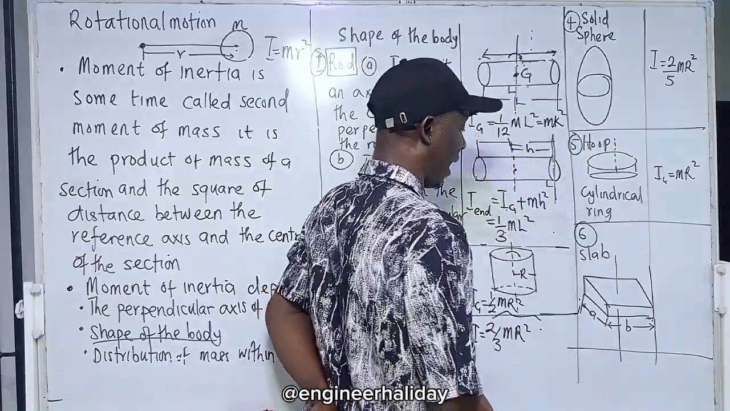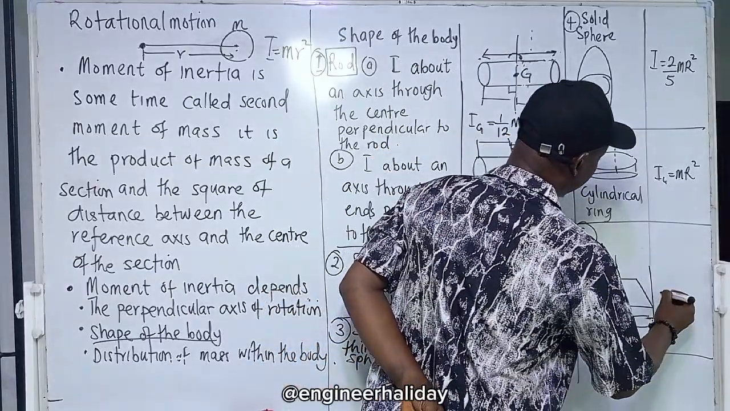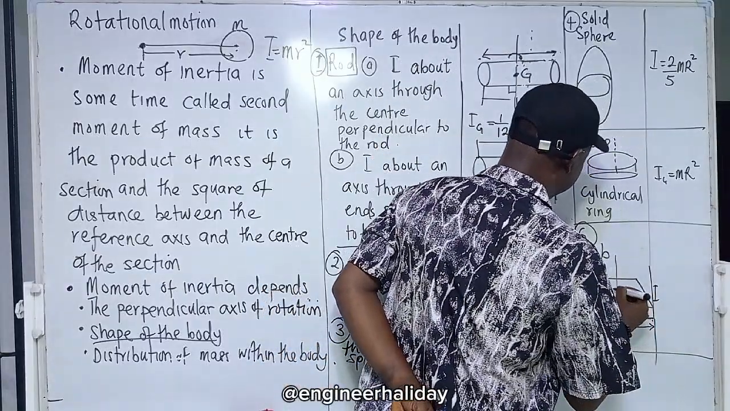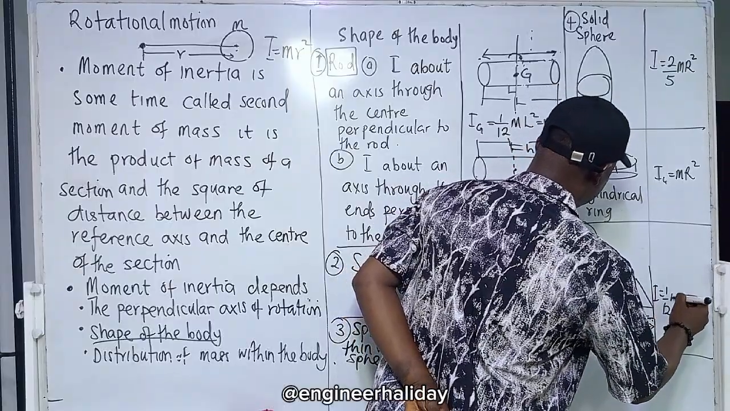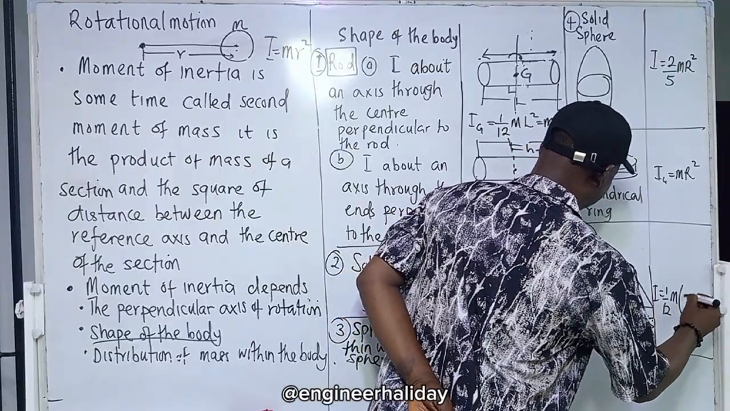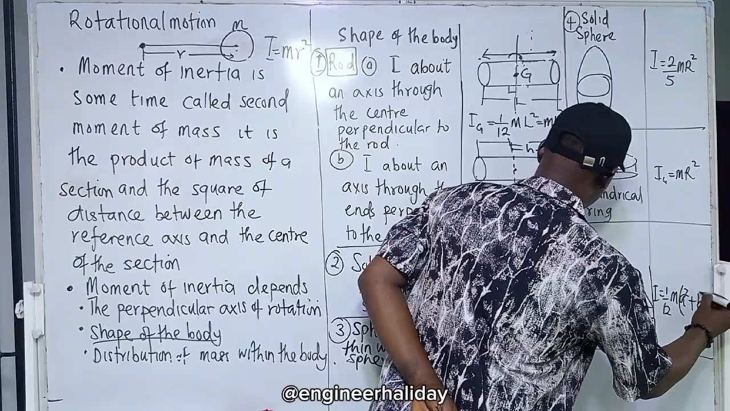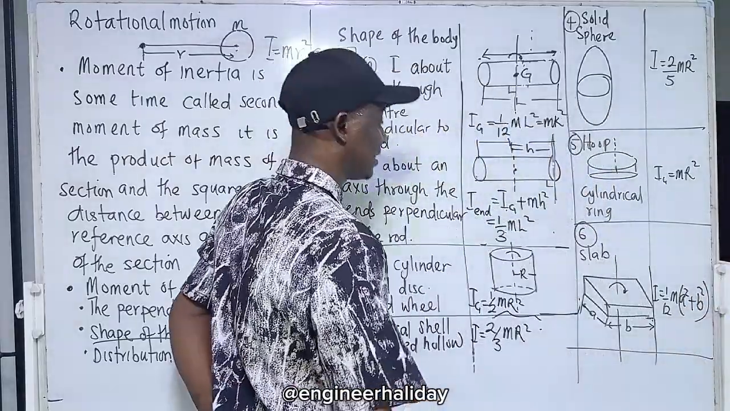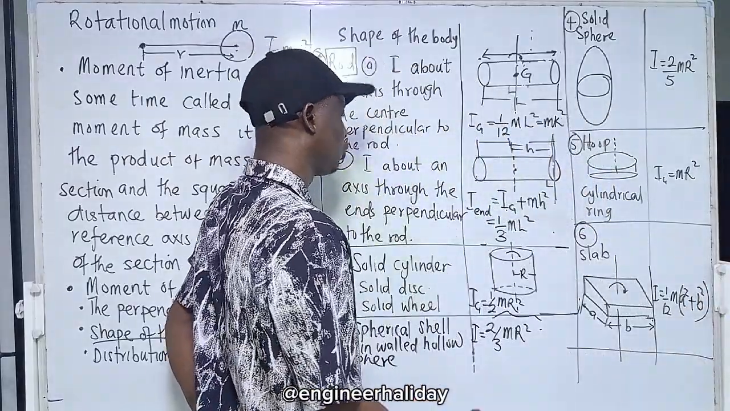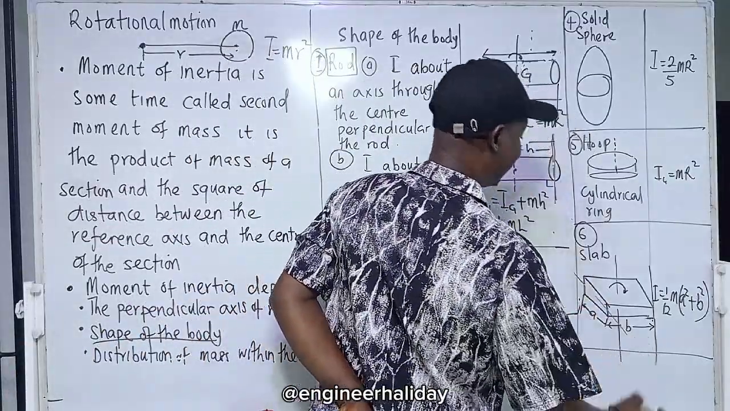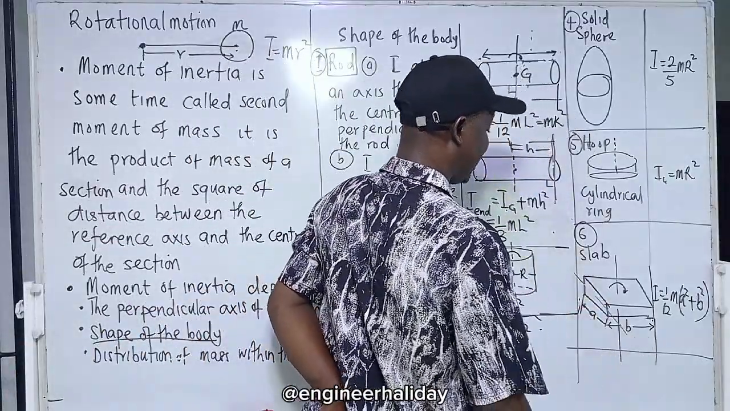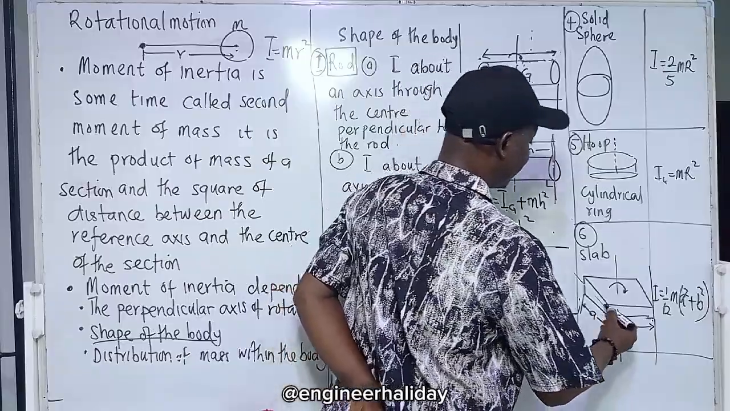Now, concerning the slab, about the center we have 1/12 m times the bracket a² plus b², about the center. Now, I want to show you something. What if I want to take it about this end? About its end.